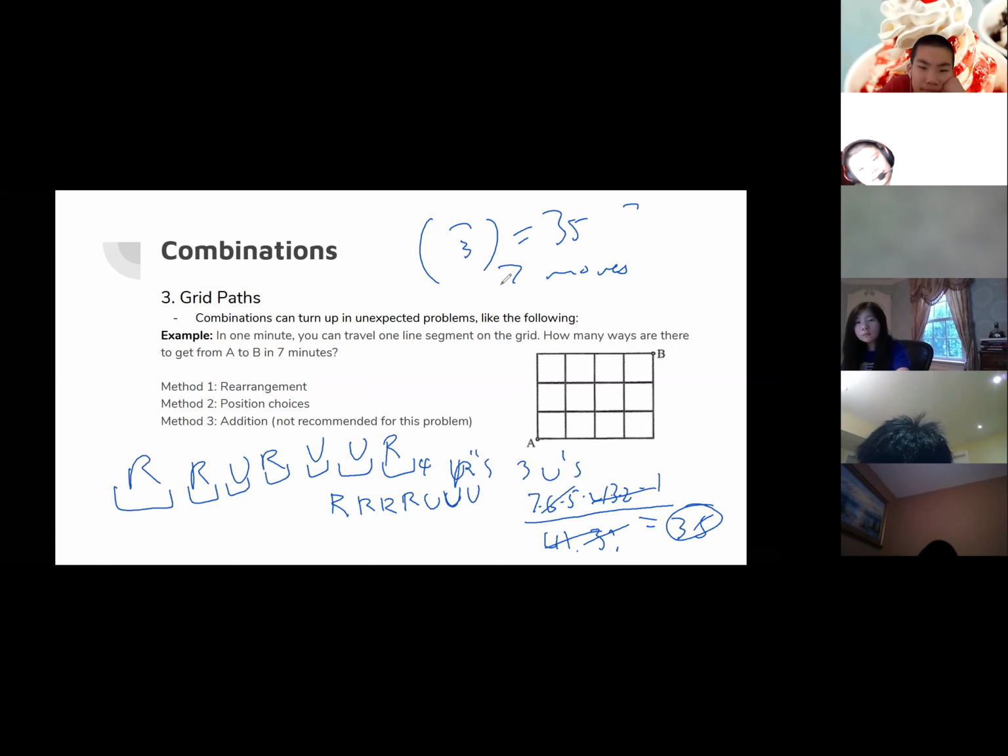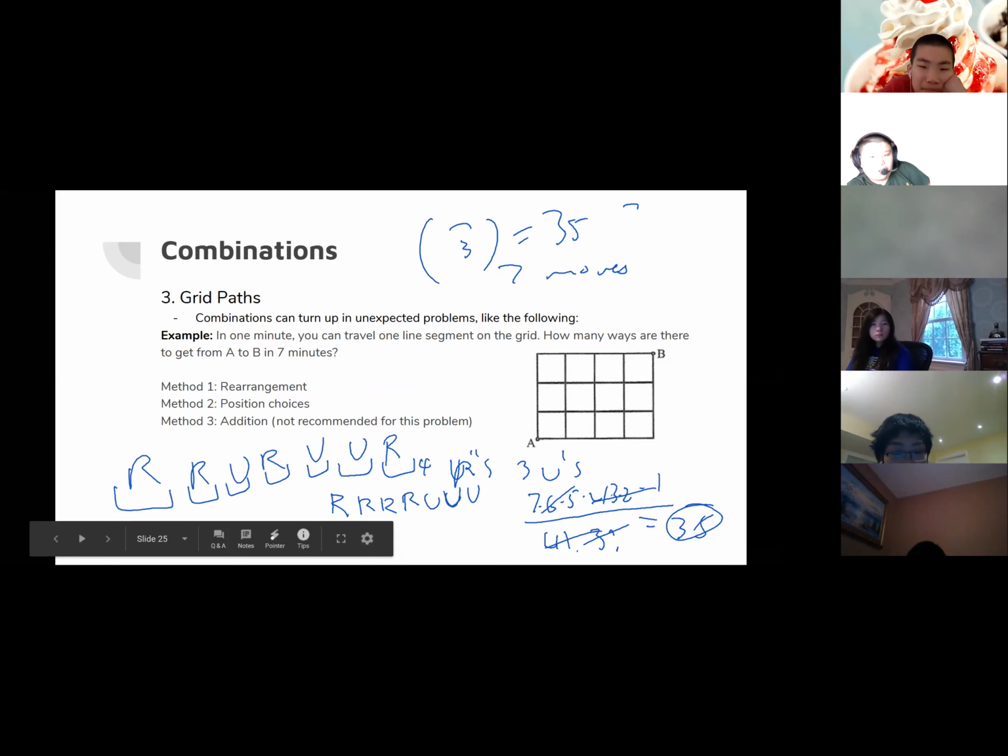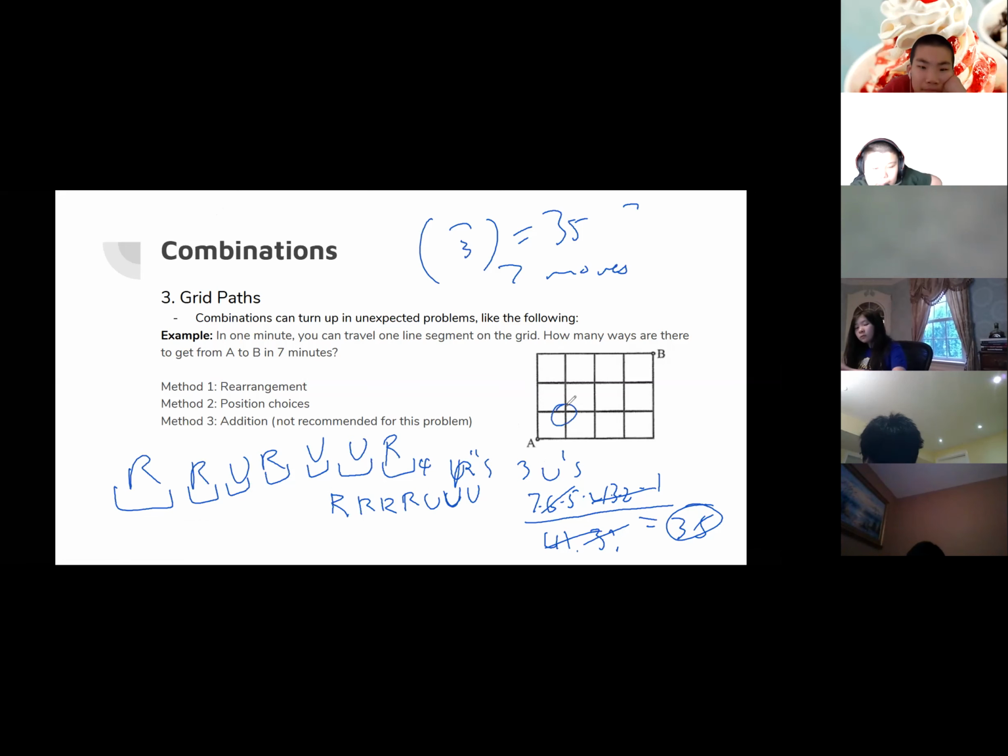And the third way is addition, which is not recommended for this problem, but it's useful for other problems where you have restrictions. For example, how many ways can I get to this square? I can only get there by going right and up, of course. Well, you have one way to go here. How many ways can we go here? It's only one, which is that way, because you can't go up and then back down or left or anything. And then we can fill these in similarly.